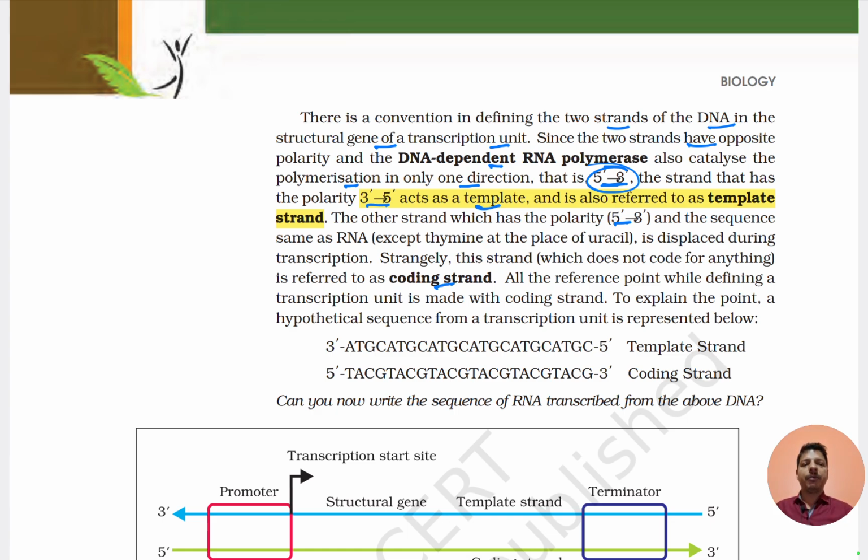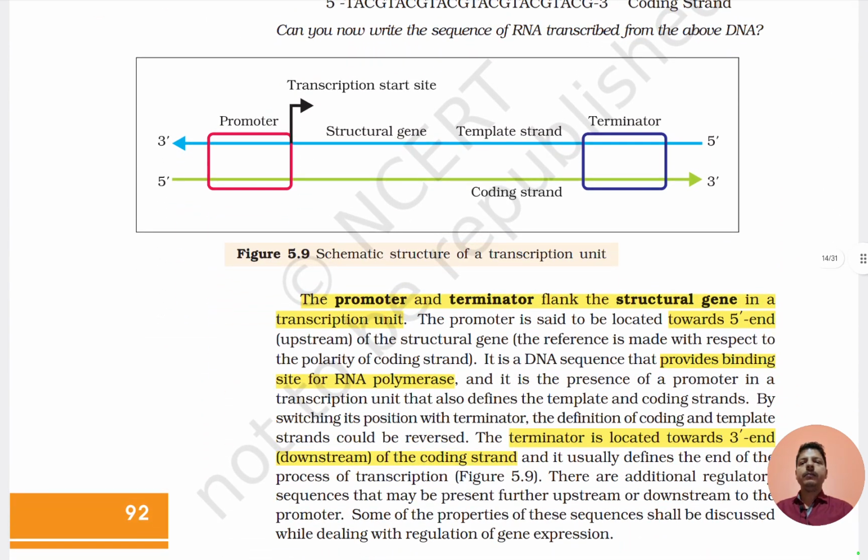All the references while defining a transcription unit are made with the coding strand. To explain the point, a hypothetical sequence from a transcription unit is represented below. As you can see, 3' to 5' template strand, 5' to 3' coding strand, and these are the hydrogen bonds between them, 2 and 3, and they are oppositely oriented. Here, the schematic diagram: transcription unit, promoter is there, transcription start, structural gene, template strand, coding strand, terminator is present, and the RNA comes out like this.